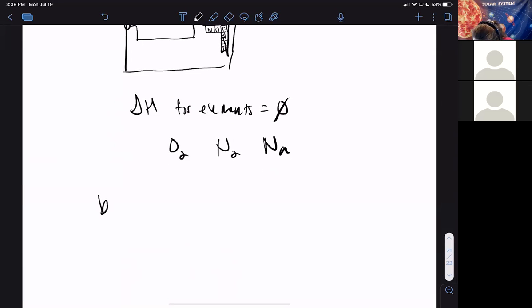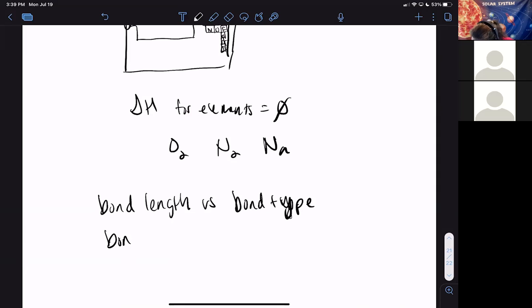So we want to know bond length versus bond type. And then bond energy or enthalpy versus bond type.